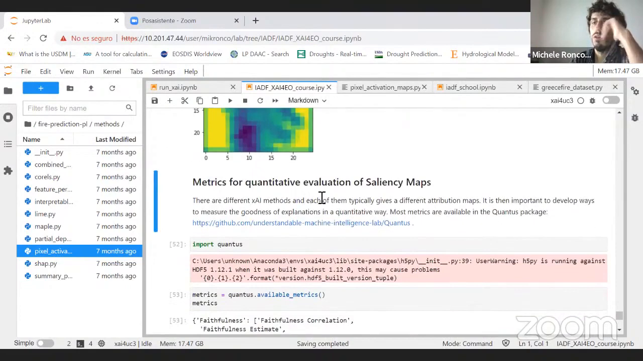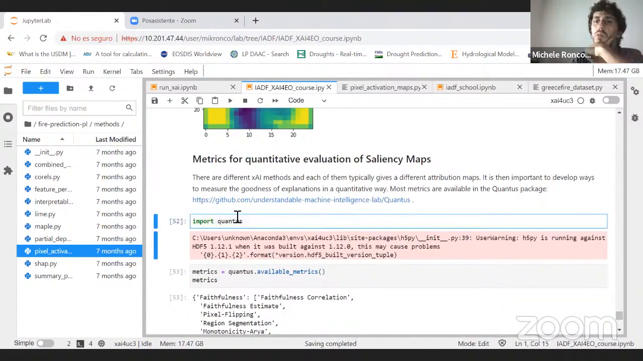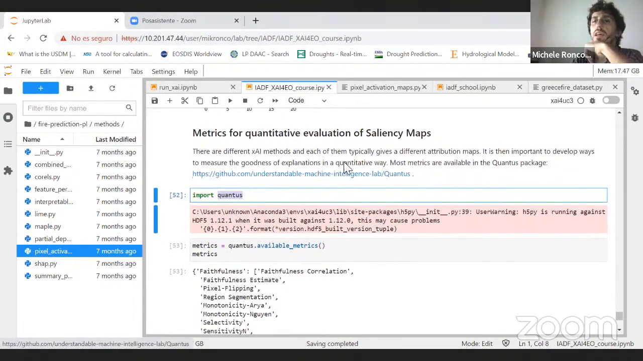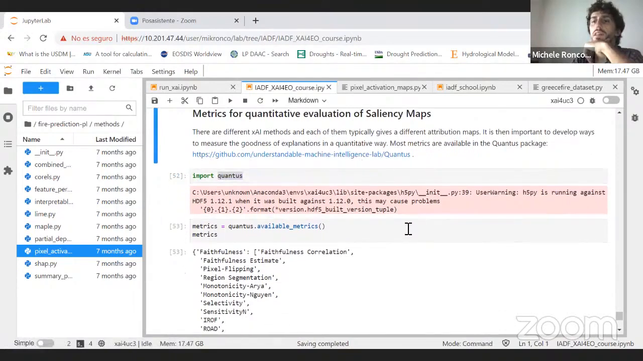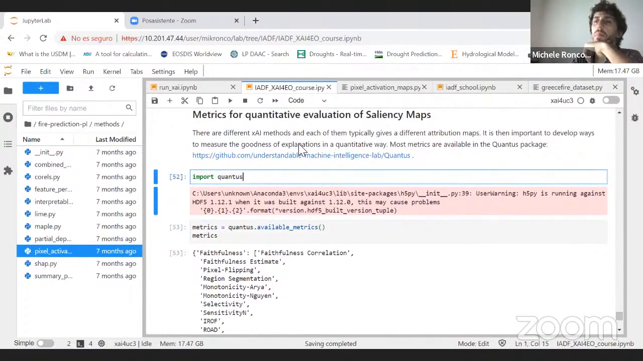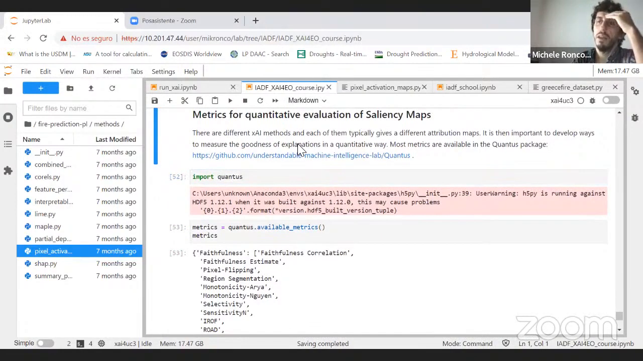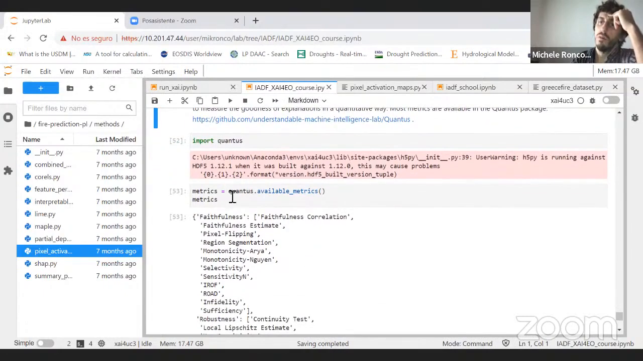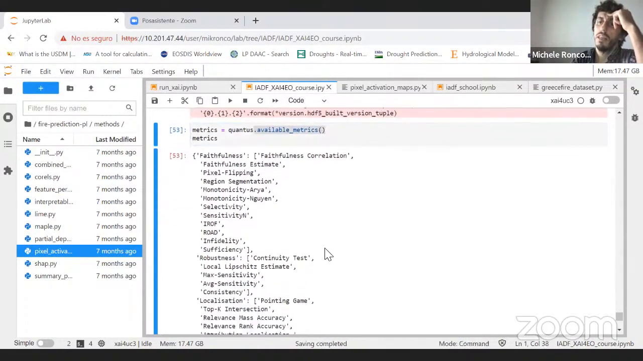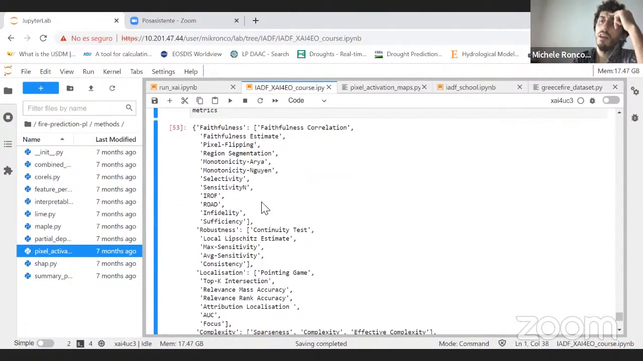One last thing I wanted to show is the end of the notebook, where we use this library Quantus. Here there is the link to the GitHub repository, where there are some tutorials. There is also, of course, the procedure to install it. And so one thing that we get when we import Quantus, as I said before, is a package for evaluating different explanation methods. What we can do is call quantus.availableMetrics. And here it tells you just all the metrics which are implemented in this package.